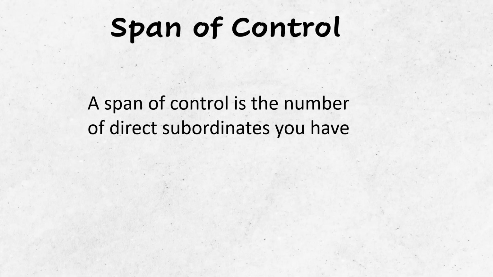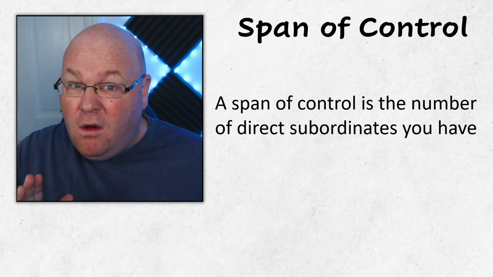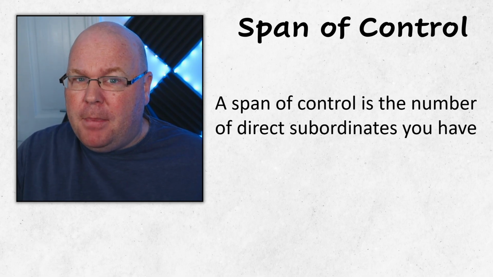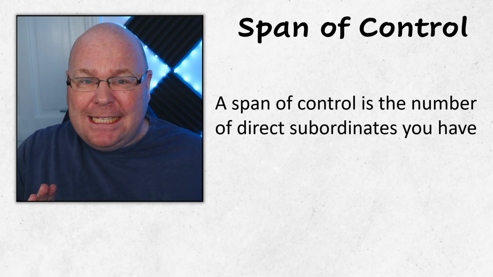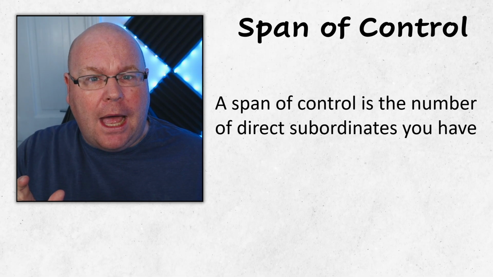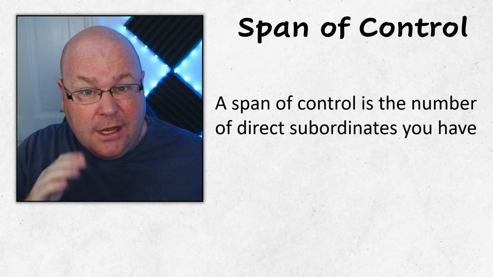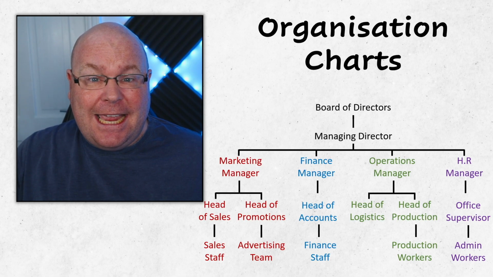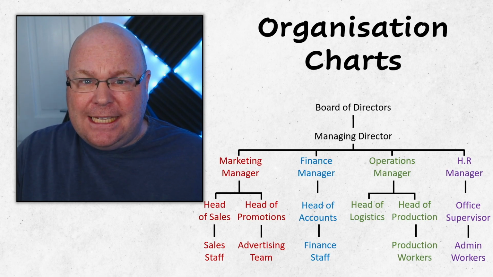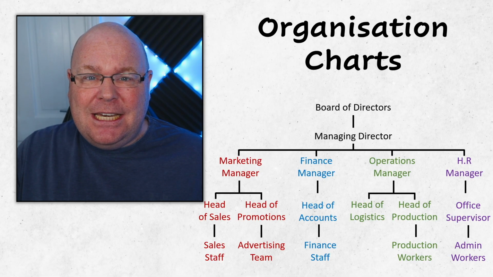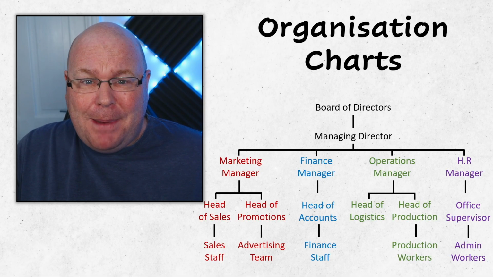The other phrase you might come across when studying organisation charts is span of control, and it's often quite a misunderstood one by A-level students. It's quite simply the number of people that a line manager is directly responsible for, or in other words, how many subordinates they have. For example, in this organisation chart, we can have a look at the managing director and try and work out their span of control.